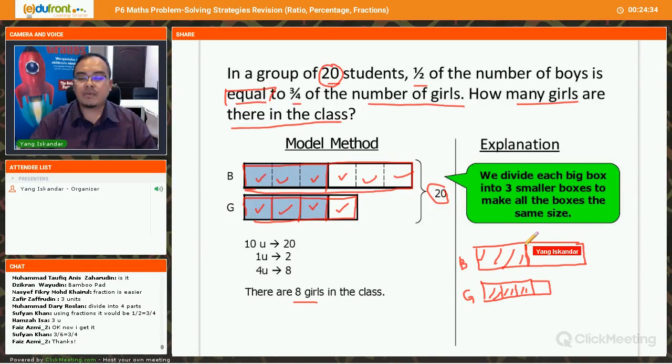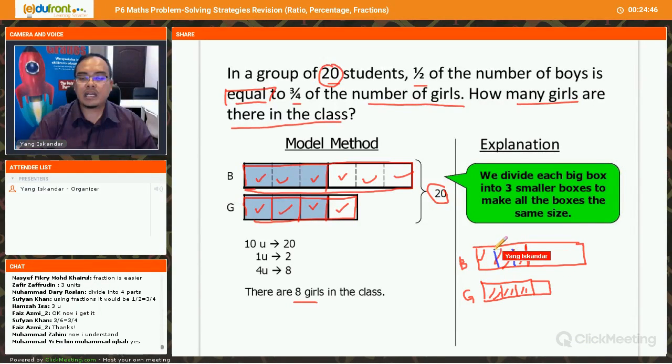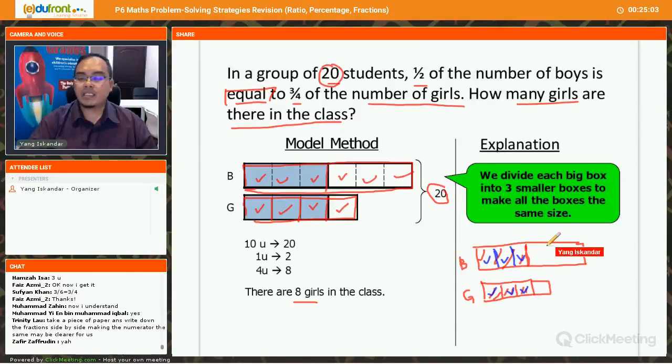From here you can see for boys, the shaded part is equivalent to 3 parts of the girls here. So what I need to do is cut the big units of the boys into smaller parts. If I divide this into 3 smaller parts, you can see that they are of equal size. You need to make them equal size so that you can compare. If I cut this into 3 equal parts, I need to do the same for the other part of the boys here.